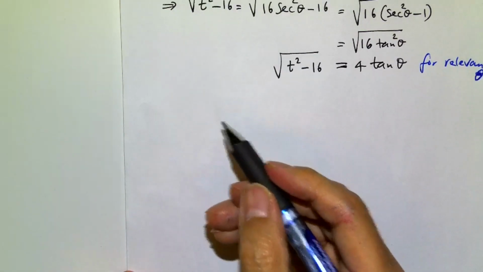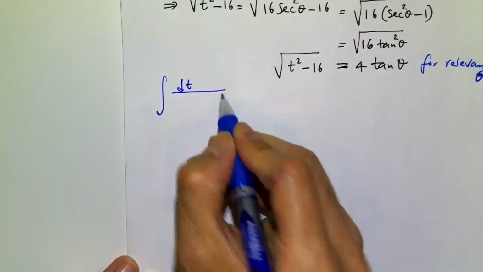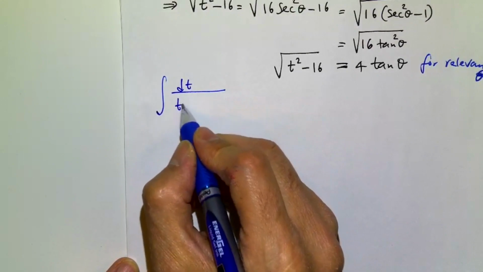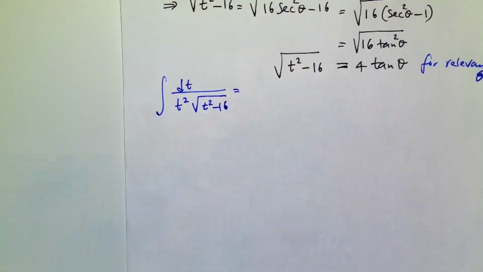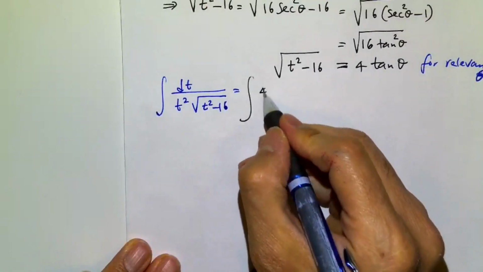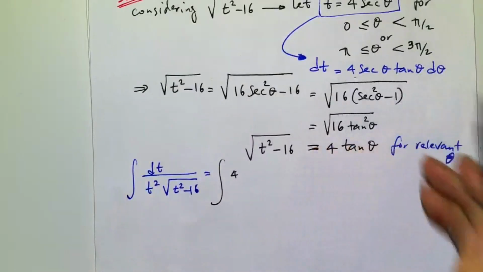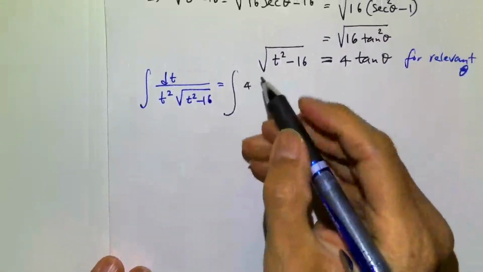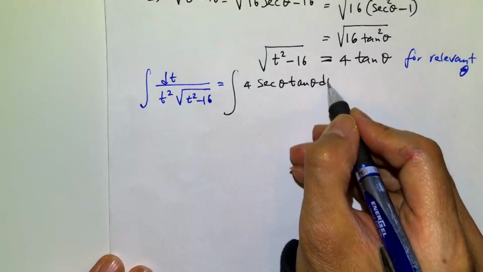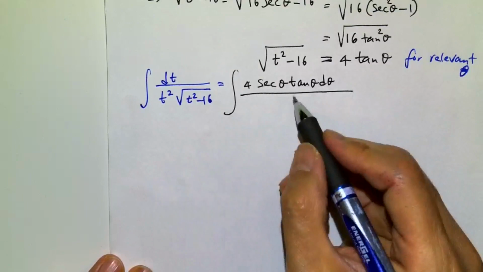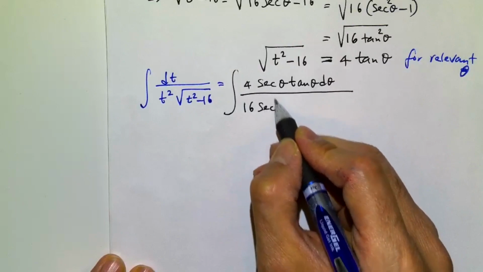Okay, so now we can rewrite the original integral. We started with dt divided by t squared times the square root of t squared minus 16, which equals, substituting for dt with that expression, 4 secant theta tangent theta d theta, and also in the denominator, for t squared, I'm going to substitute 16 secant squared theta.